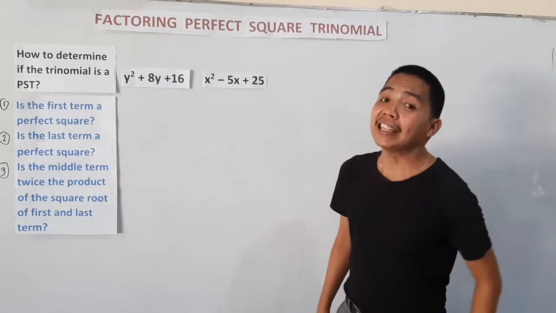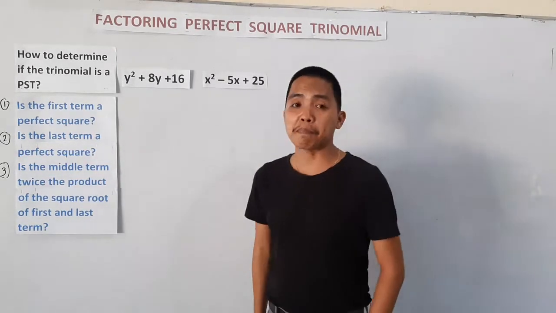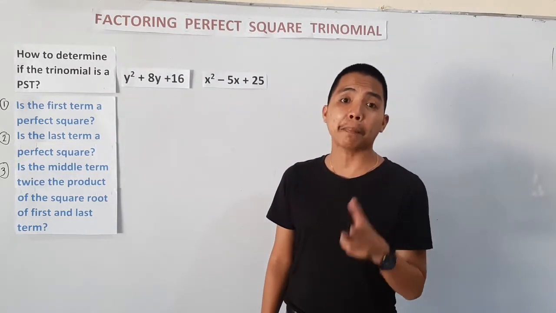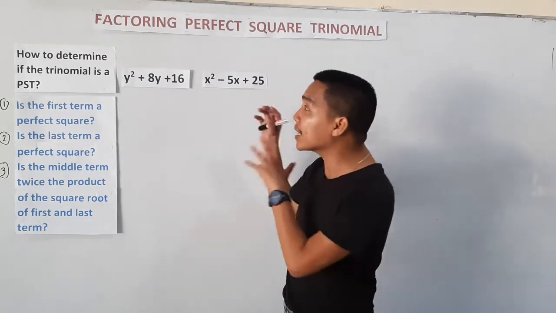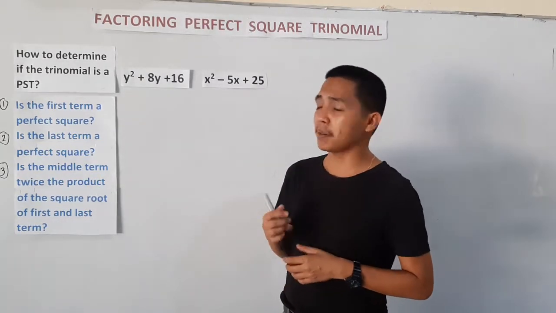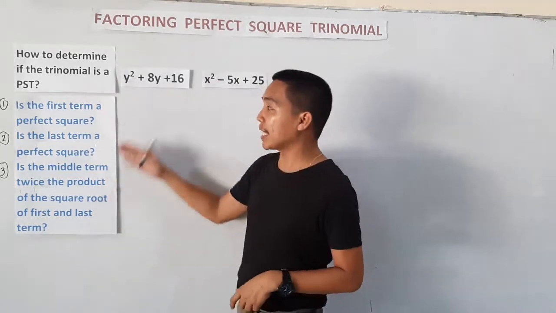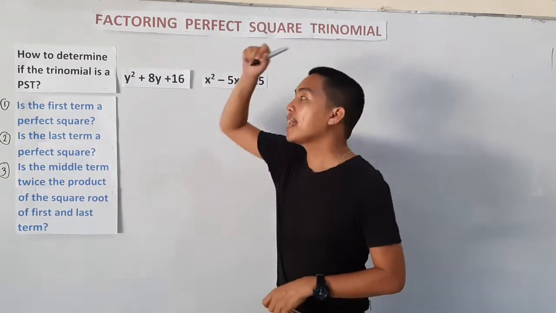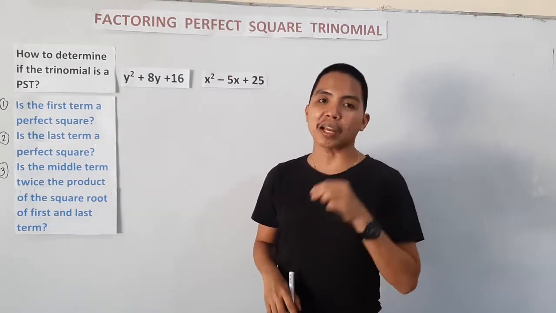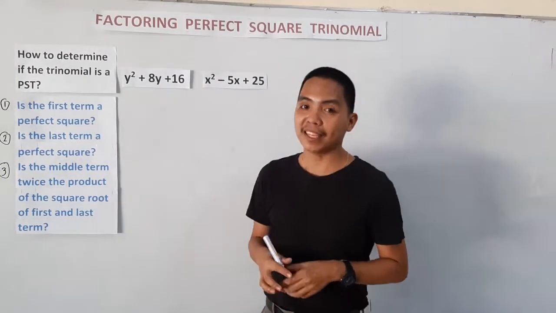But before that, let us first determine if the trinomial is a perfect square trinomial. Why? Because there are given na hindi siya perfect square trinomial. Therefore, hindi natin ito pwedeng gamitin na type of factoring. Okay, how to determine pala? We have 3 questions to answer. If it satisfies the 3 questions, meaning the trinomial is a perfect square trinomial, pwede na natin siyang ma-factor. Kasi mas dali ang factoring dito.